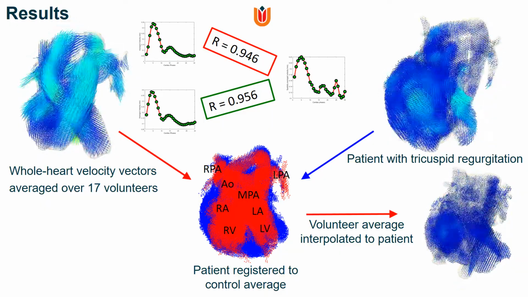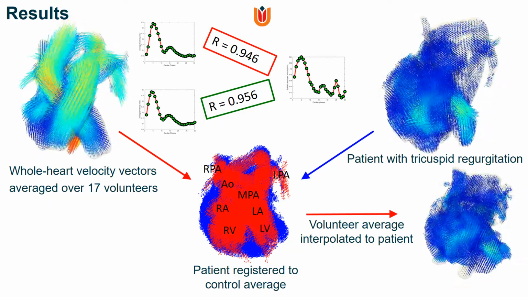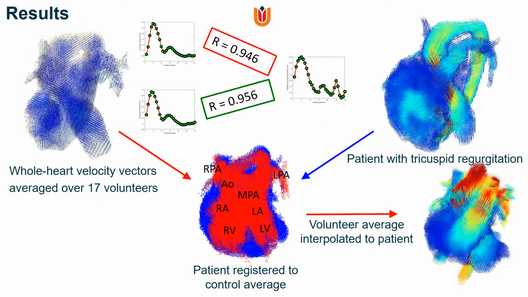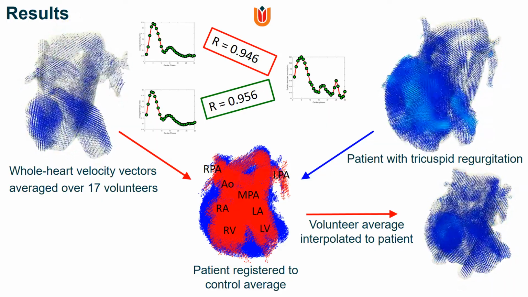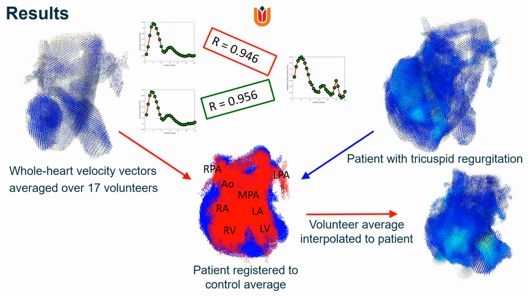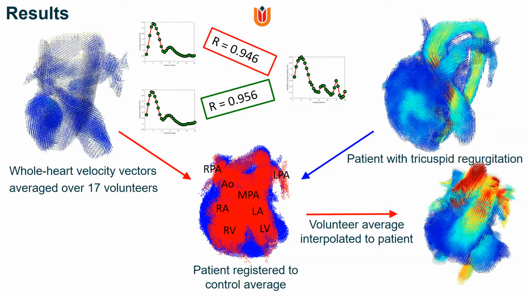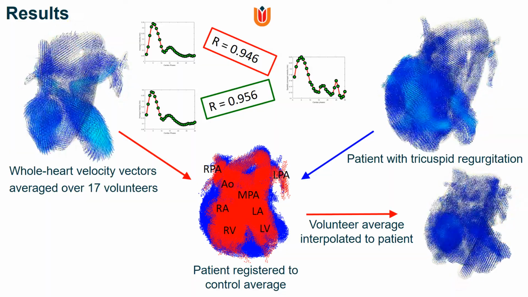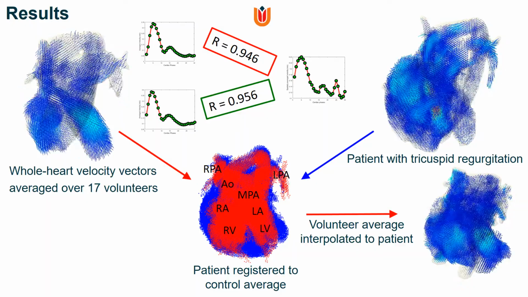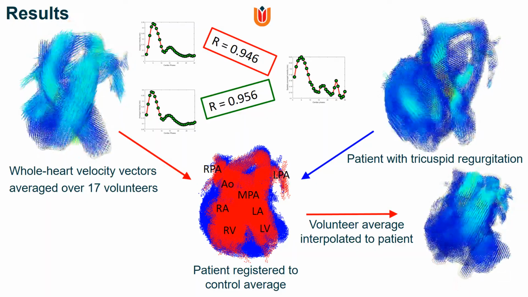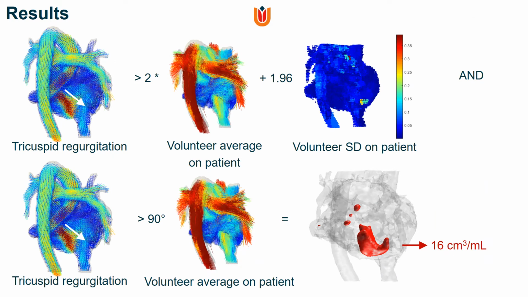Here, the volunteer average velocity is shown, and we shifted the volunteer average velocity one time point to match the curve of this patient with tricuspid regurgitation. The patient geometry is subsequently registered to the volunteer average, and the volunteer average velocity magnitude and vectors are interpolated to the patient geometry. So volume rendering and quantification of the voxels where the velocity magnitude was higher than 2 times the upper boundary of the 95% confidence interval of the volunteers, and where the velocity deviated more than 90 degrees from the volunteer average, can now be performed.